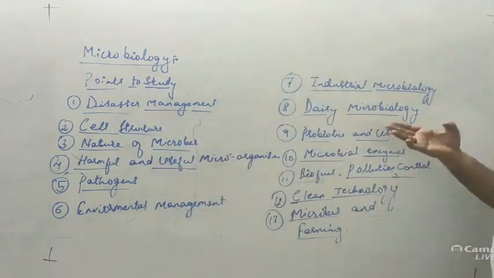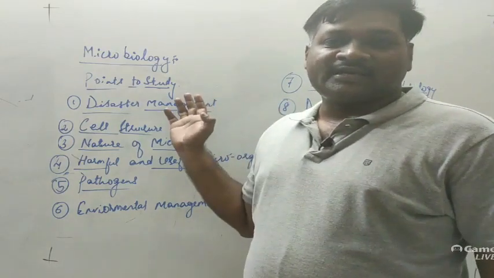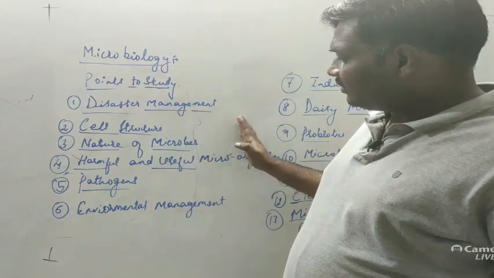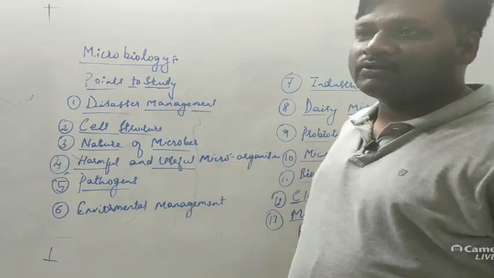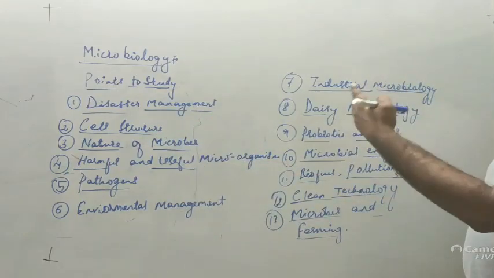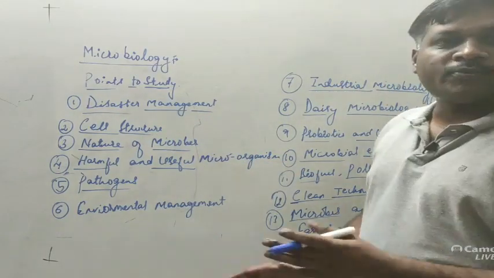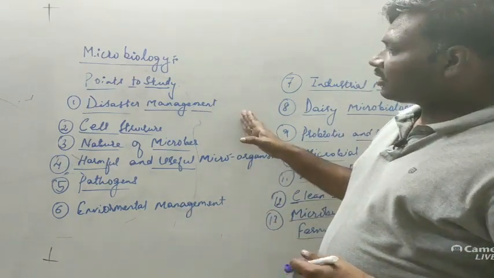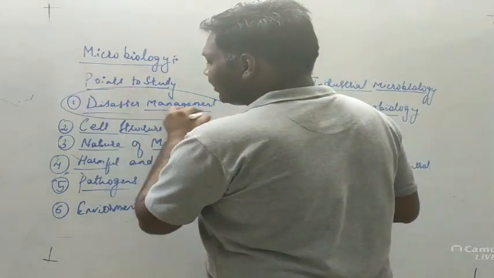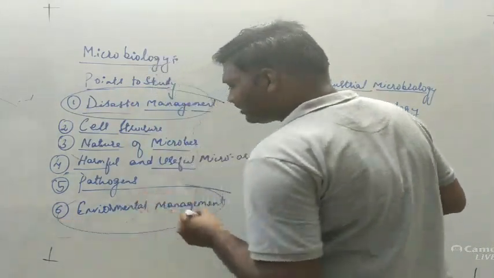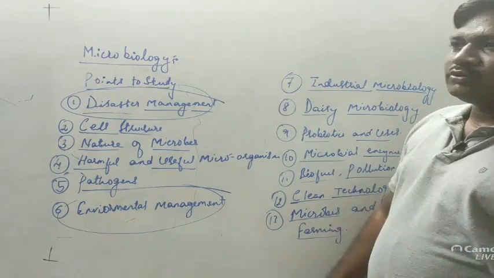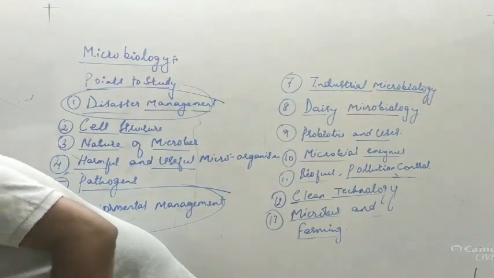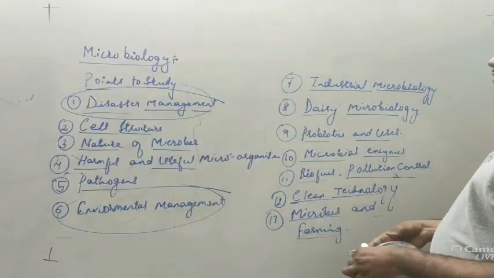These are the different points that we are going to discuss here. Now we will start with the cell structure and nature of microbes. Then we will discuss the harmful and useful microorganisms, and then we will move further with the different points. I hope you are getting this. Now let's move further. This point, the disaster management and the environmental management, will be discussed later. As these are connected to each other, we will discuss it later. So let's start with the basic concepts in microbiology.